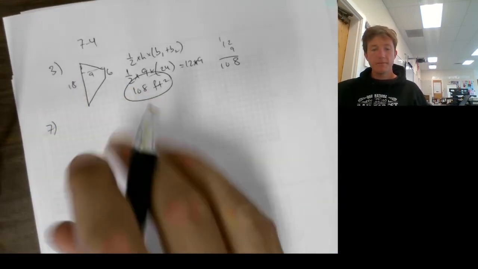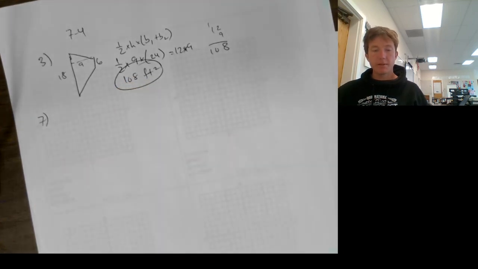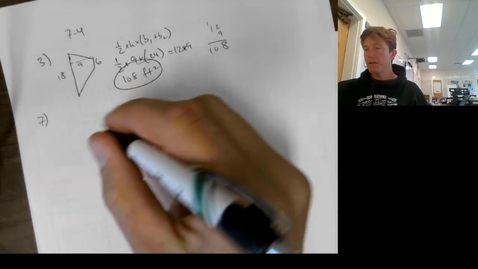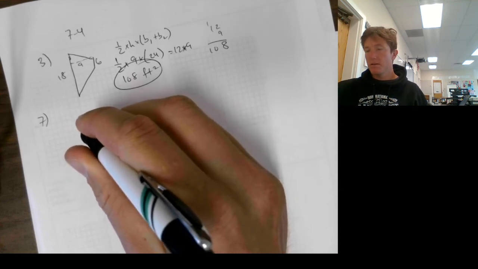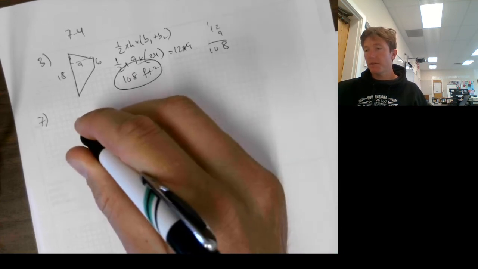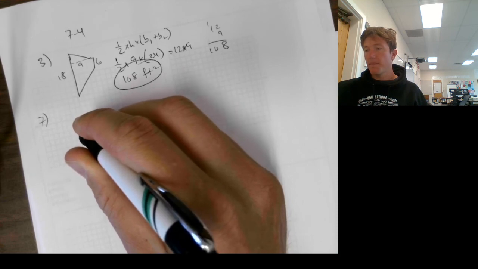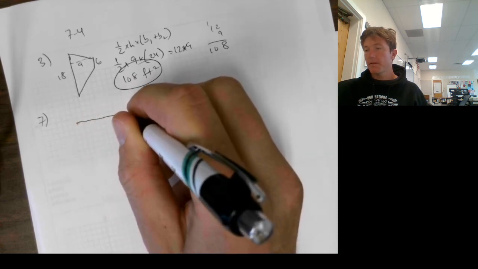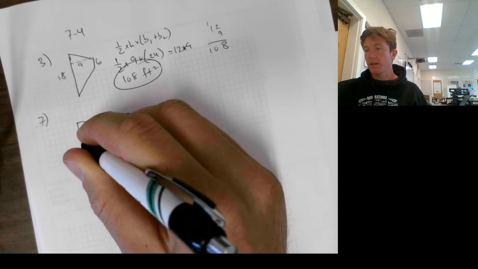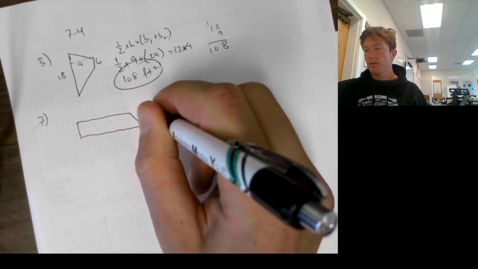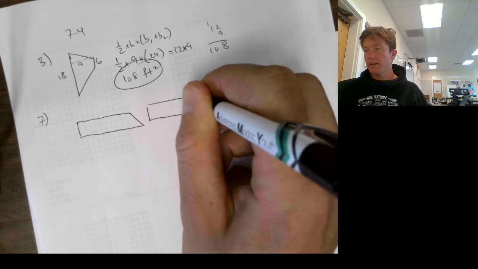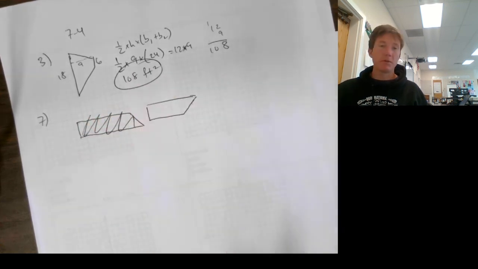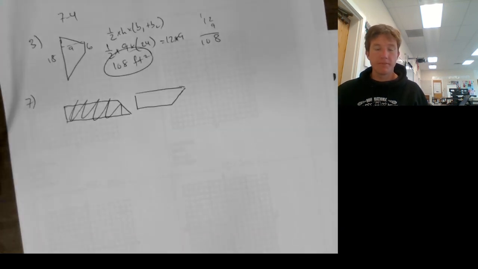I'll go to 7. Geography. The border of Tennessee resembles a trapezoid with bases. Let's see, Tennessee. I can't remember if the top is longer or the bottom is longer. I think it's kind of like that, or it's kind of like that. I think Tennessee's like that. I could be wrong. If I am, forgive me.